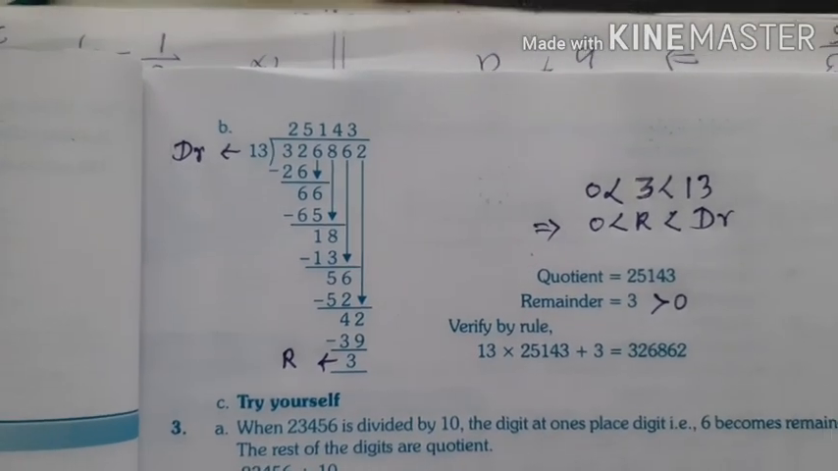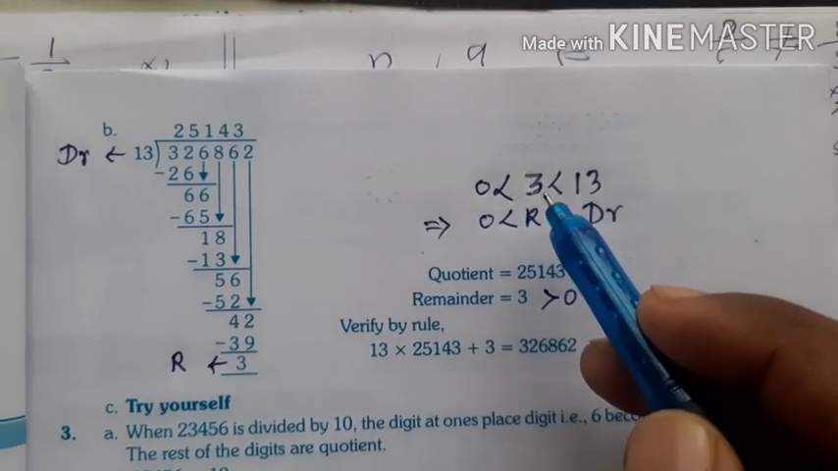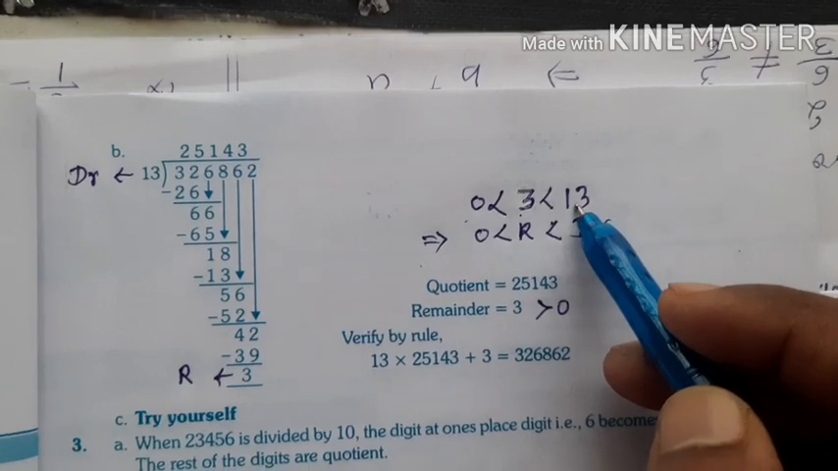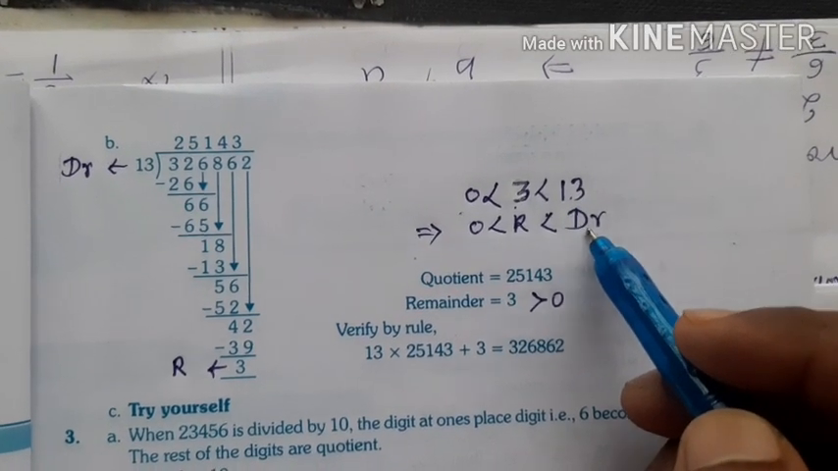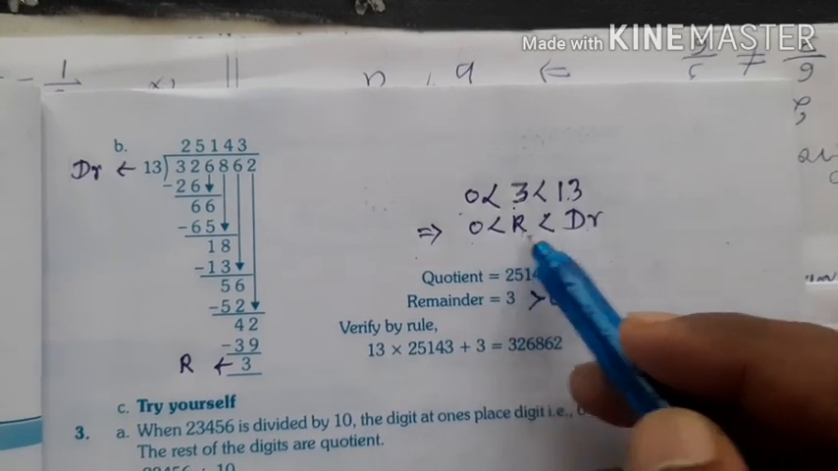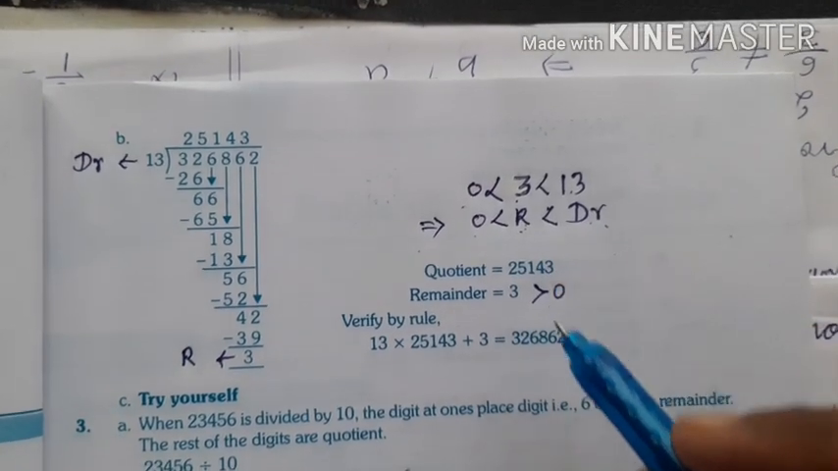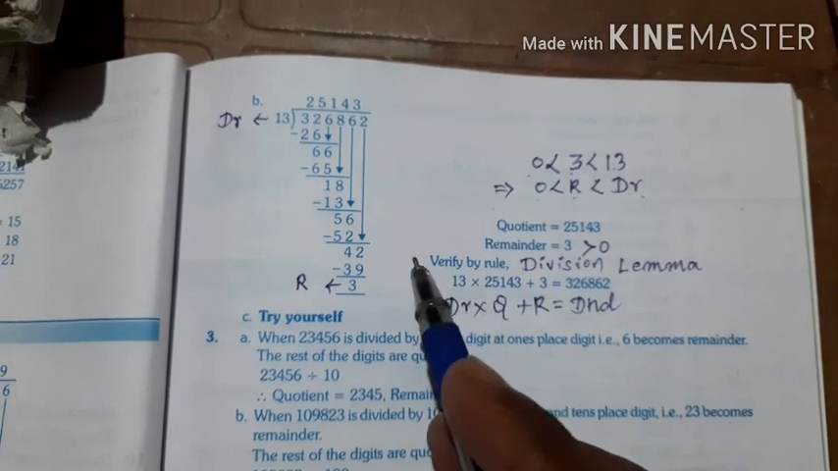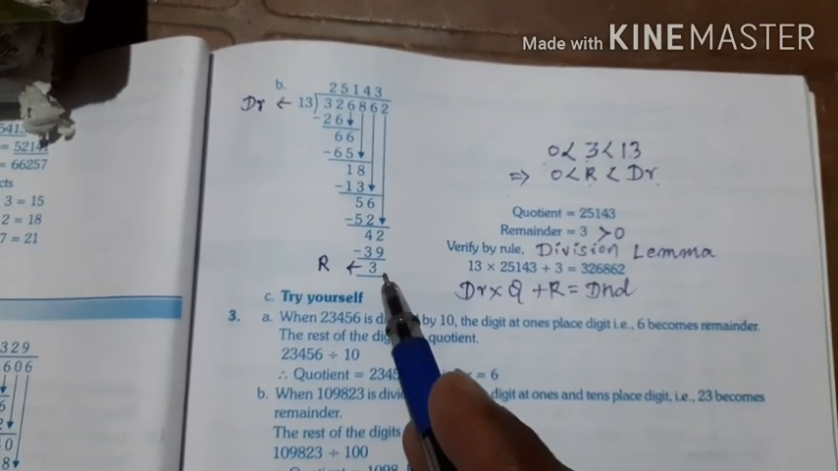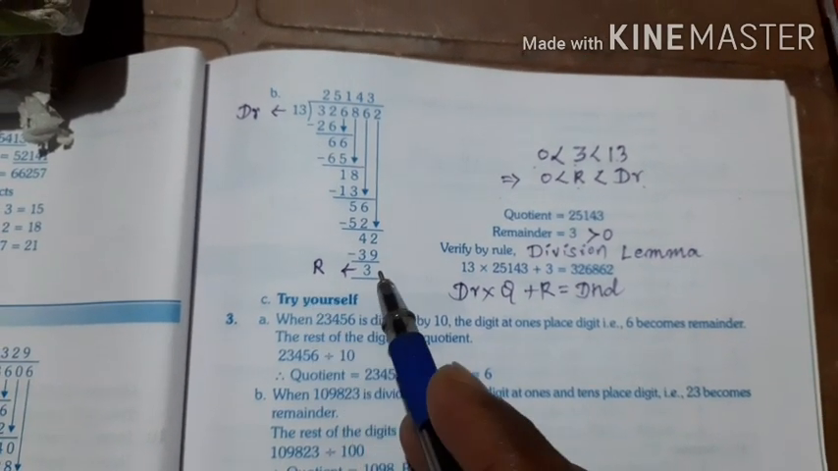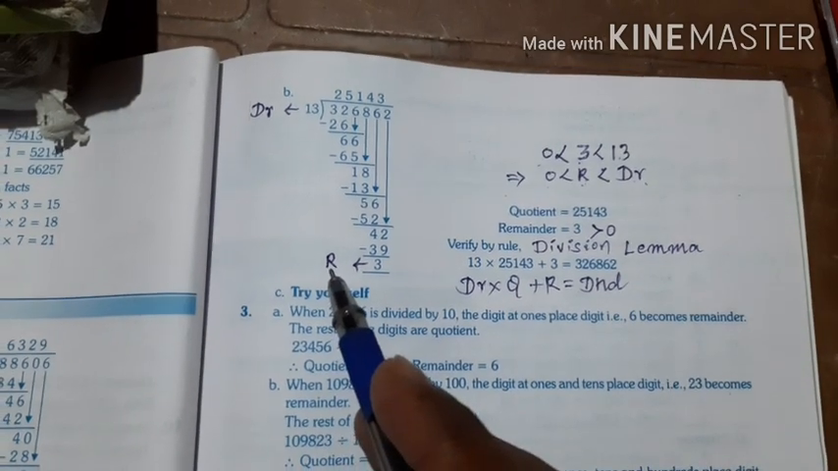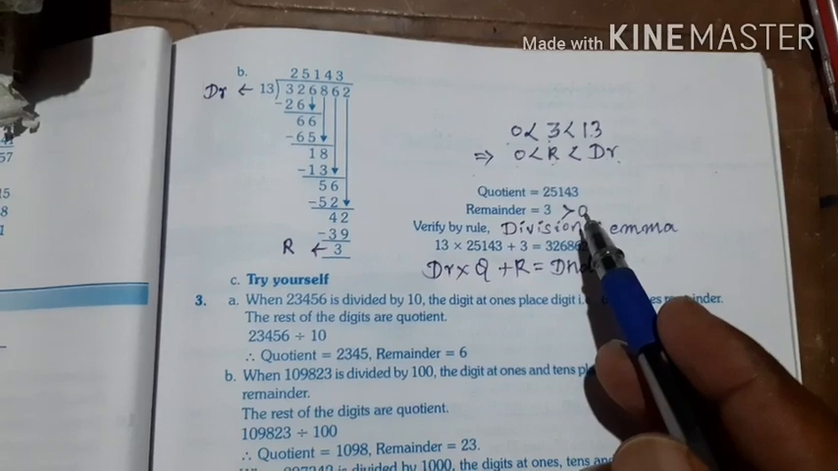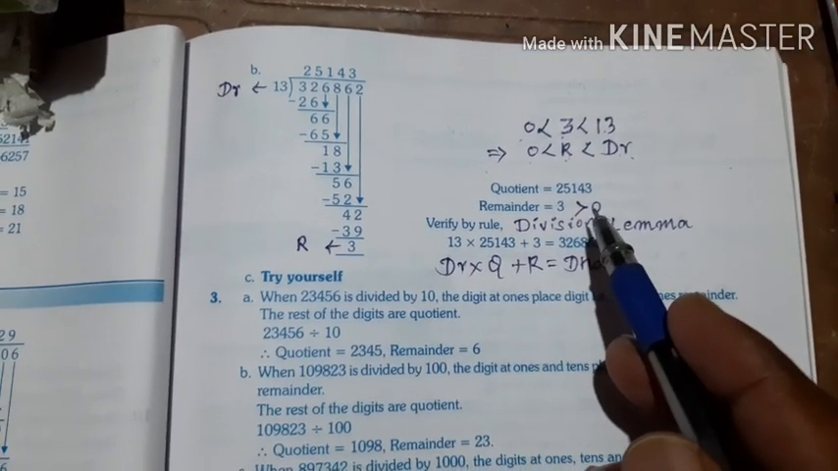And this remainder is greater than 0 but less than the divisor. So I can say the remainder is greater than 0 and less than 13. Less than 13 means here 13 is the divisor. Therefore, the remainder is greater than 0 and less than the divisor. So children, in this division also, the remainder is not equal to 0. The remainder is equal to 3. Here, the remainder 3 is greater than 0. Therefore, it is an incomplete division.